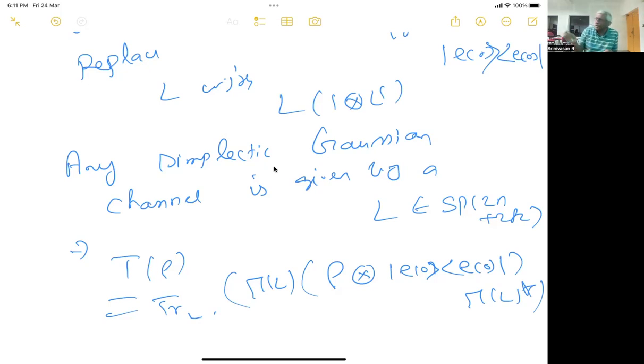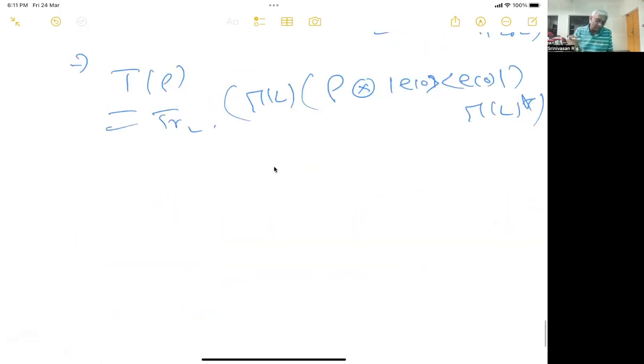Shall I do it? Using this L, we can calculate that. I will leave it to you. Okay, so I stop here. Or I will do it now, we can just do that.